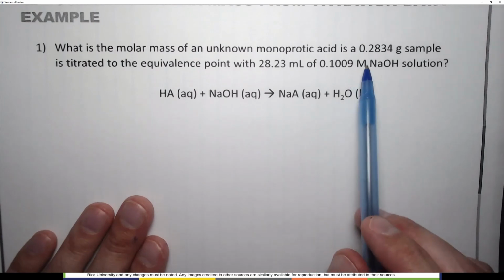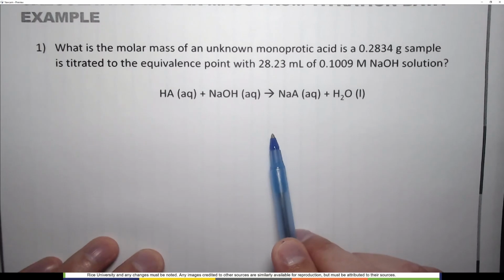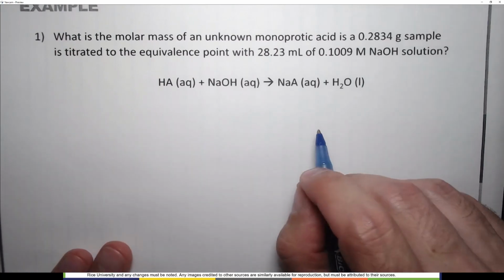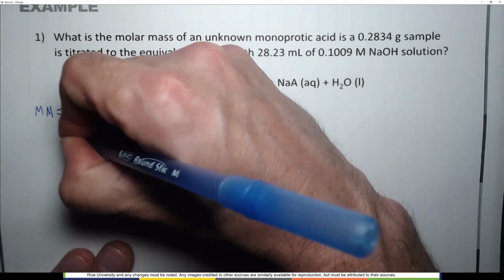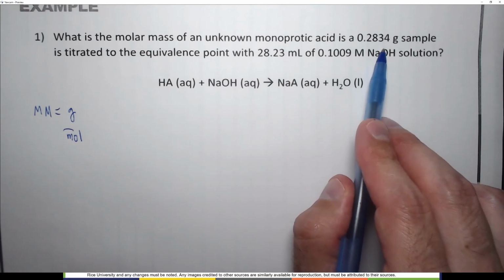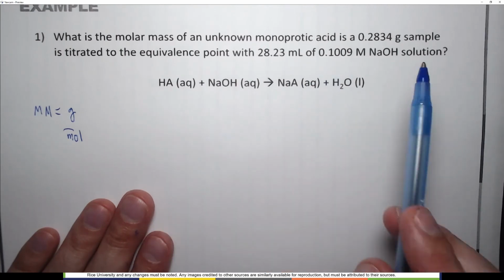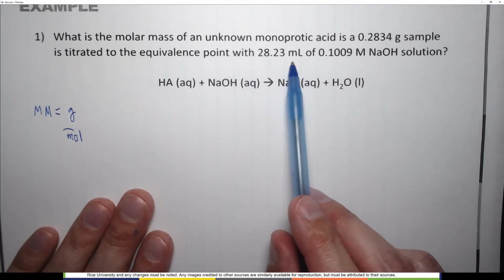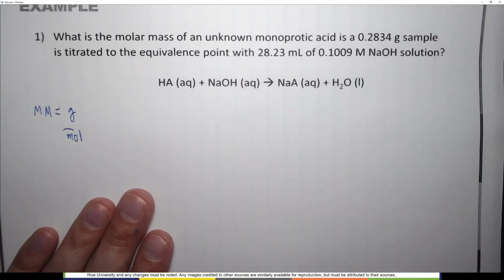So in this case, I've given the mass and I'm given some information about a titration. So what we want to remember is that the molar mass equals grams divided by moles. In this case, the grams are given here, okay? And the moles we can figure out from this information. Specifically, we want to use the NaOH solution information, because we titrated it to the equivalence point, in order to find those moles.